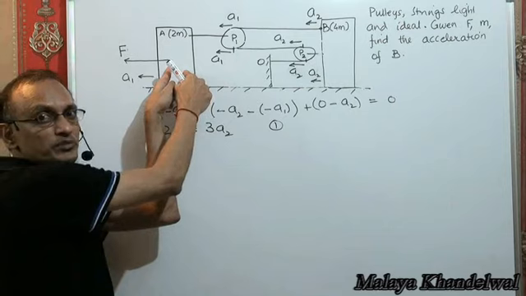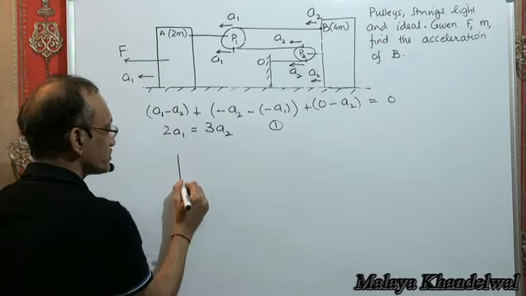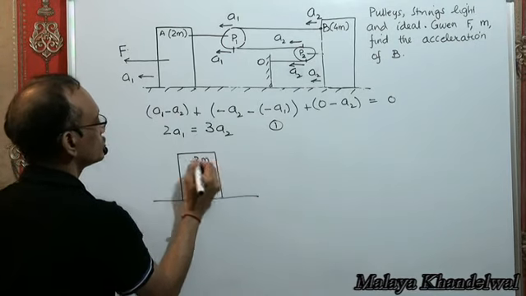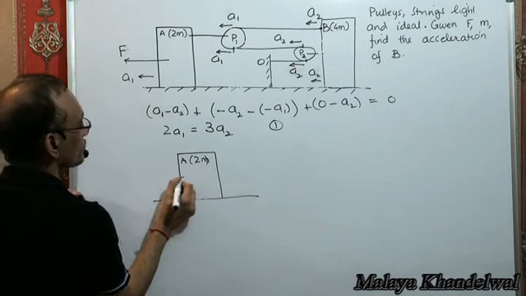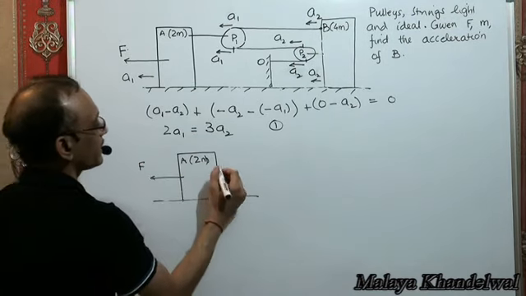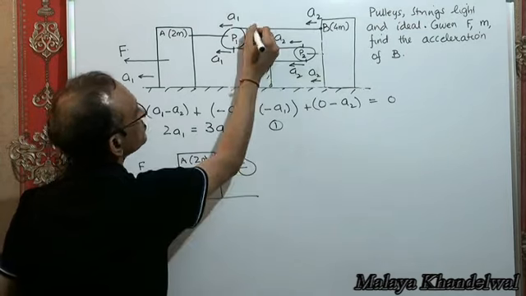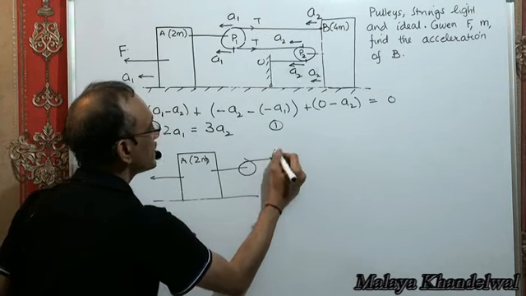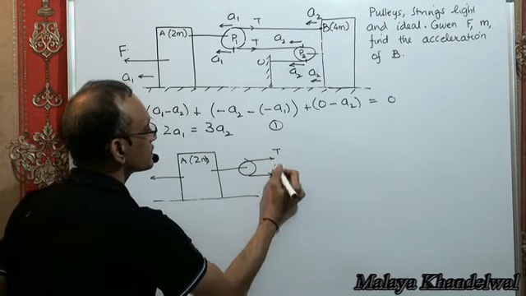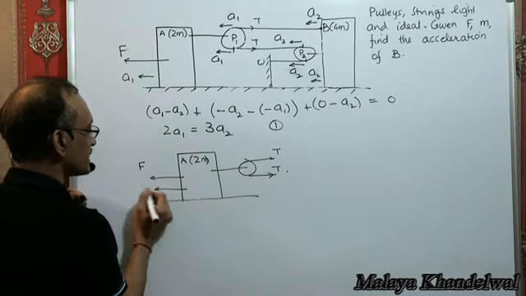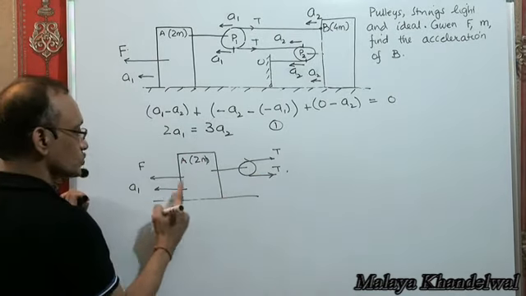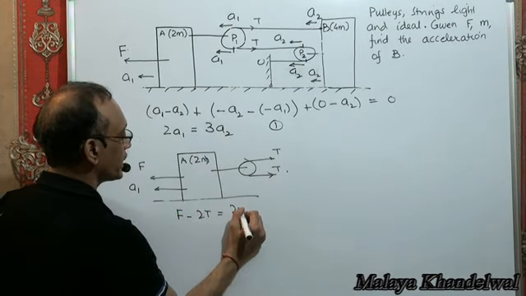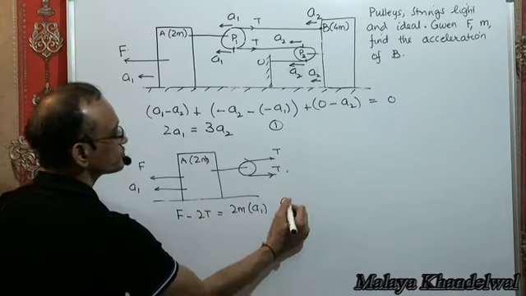Now, let me draw the free body diagram of 2M, which is A. There is a force F acting this way, and this pulley is integral. Suppose the tension in the string is T. Very clearly we have T like this and T like this, and that results in an acceleration a1. So the equation of motion for this is F minus 2T is equal to 2M into a1.